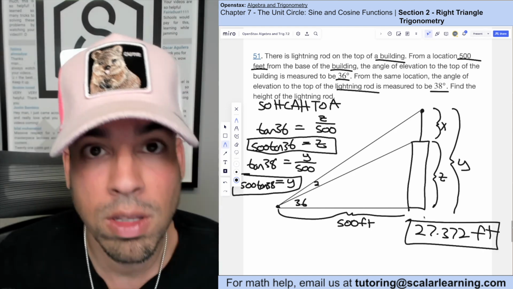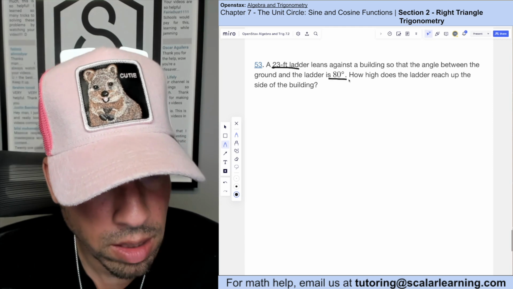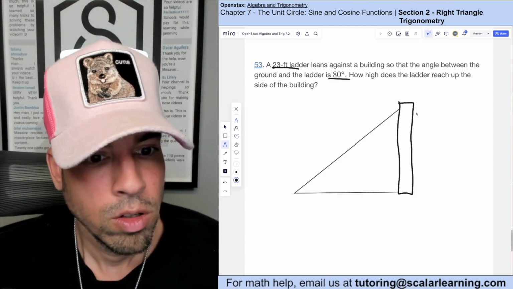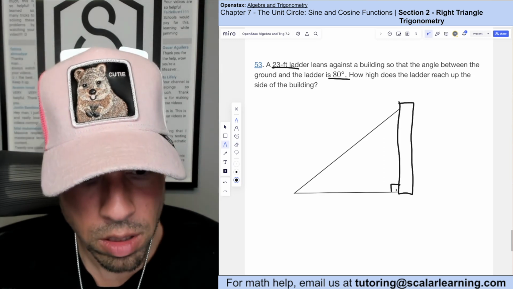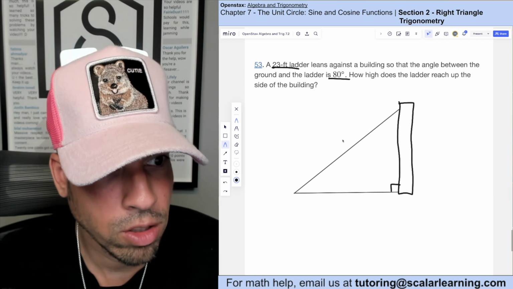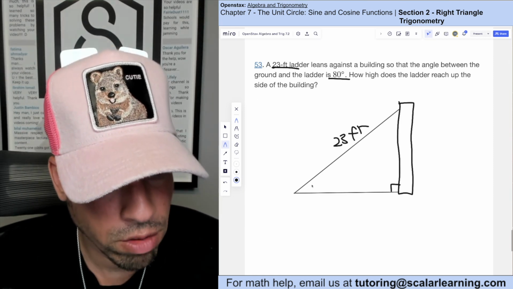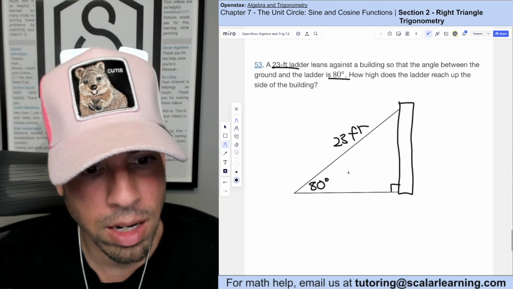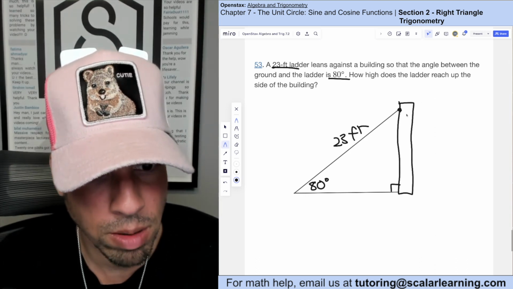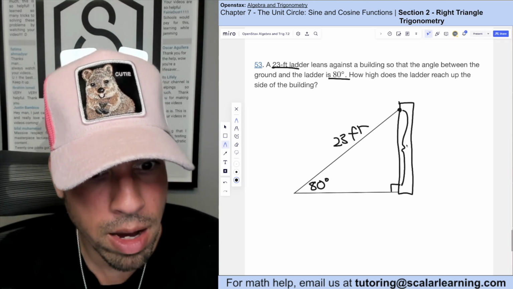There you go. Done. A 23-foot ladder leans against a building so that the angle between the ground and the ladder is 80 degrees. How high does the ladder reach up on the side of the building? So here's our building, and we're always going to assume that that's a right angle. And here's the ladder kind of hanging like that. They're saying the ladder is 23 feet, and the angle of elevation down here from the ground is 80. So now we've got a nice little diagram here. And then it says, how high does the ladder reach up on the side of the building? Meaning, we're trying to figure out this length here, how high up it goes on the building.